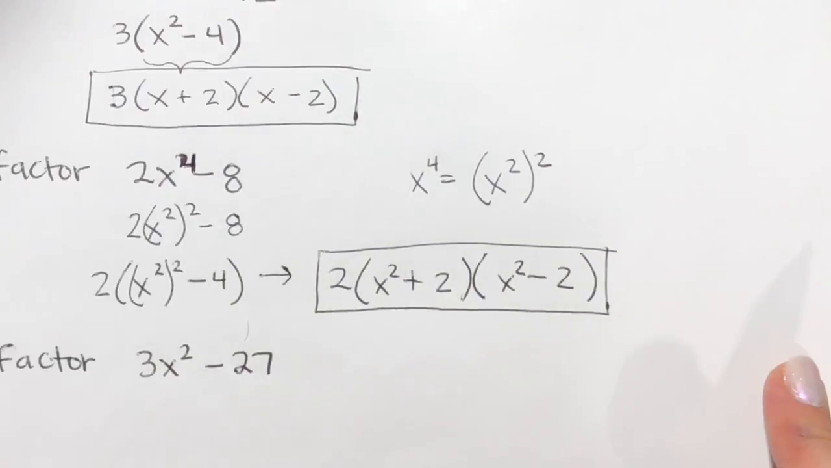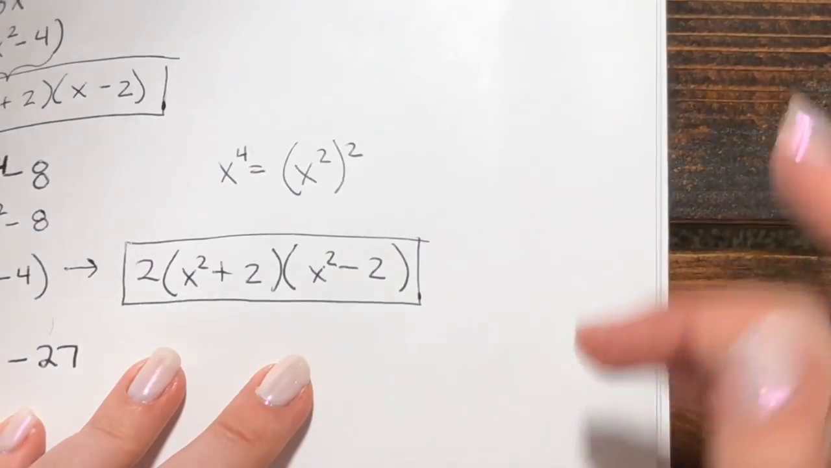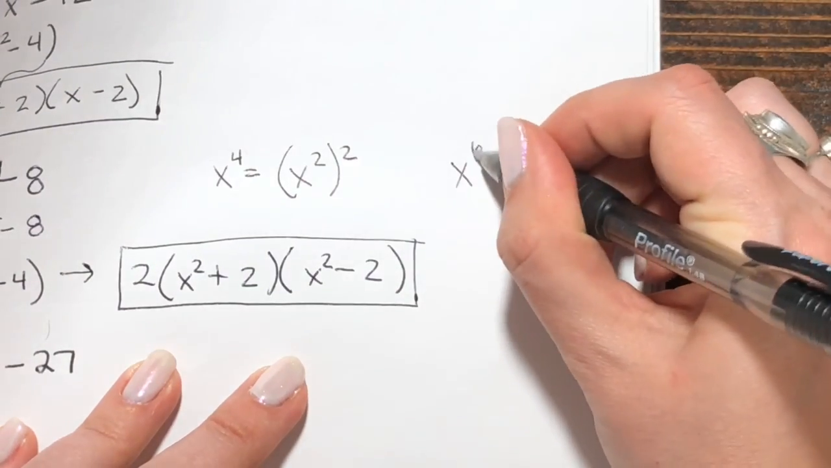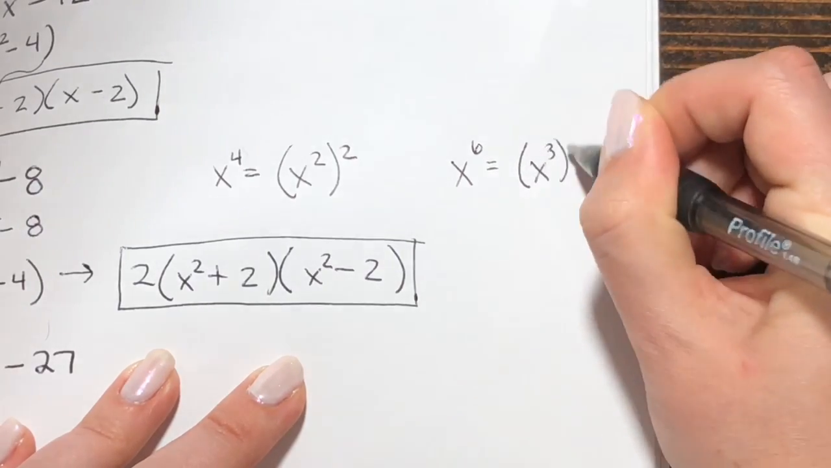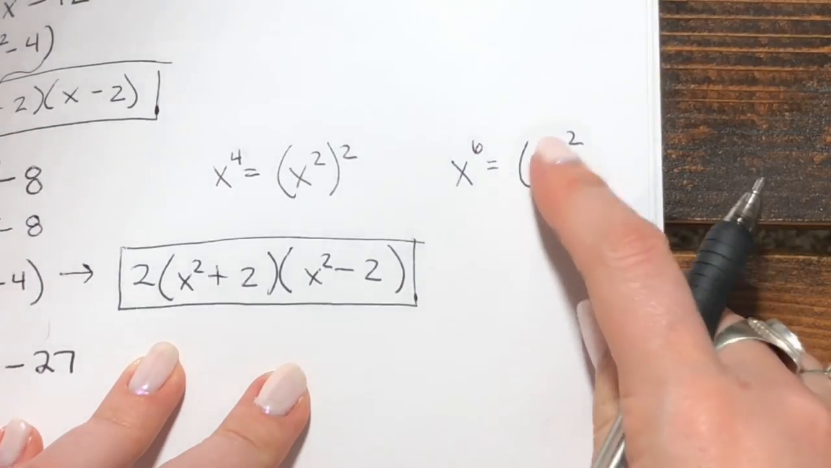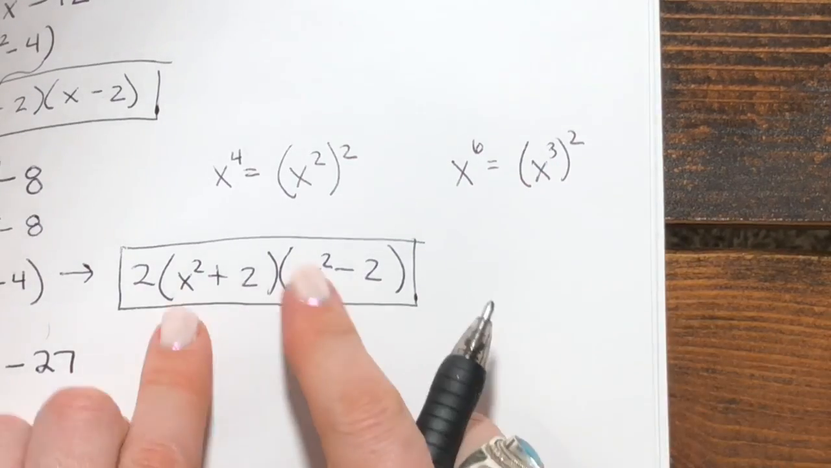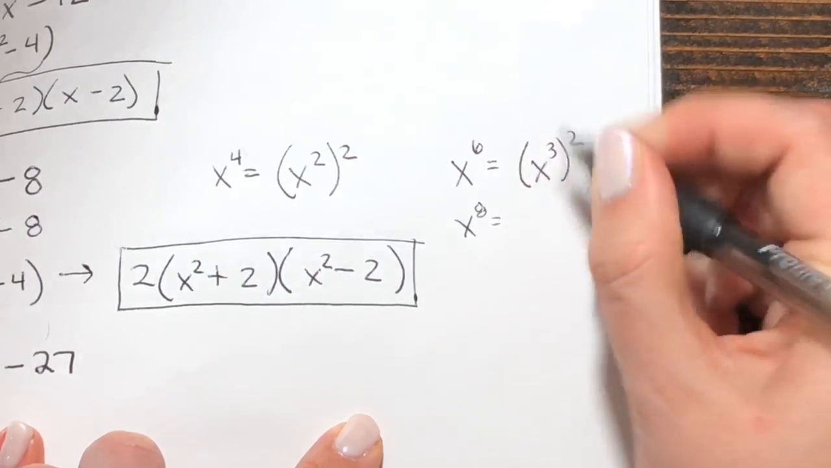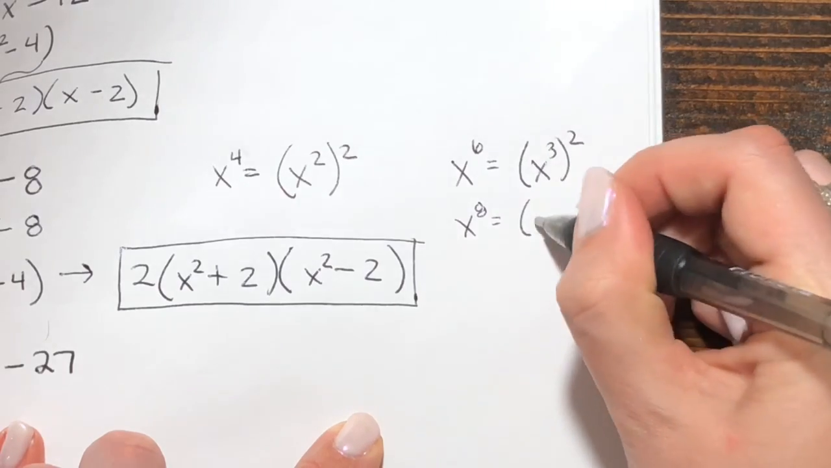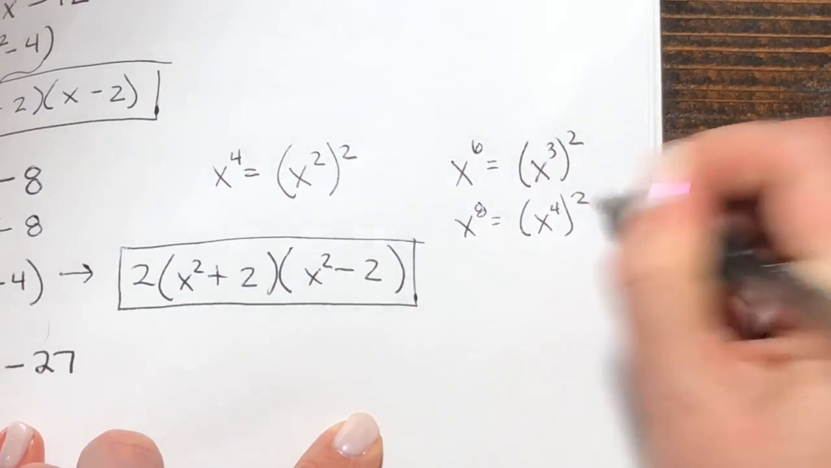Maybe I'll do another one off the side really quick. Let's say I had an x to the 6th. I could write that as x cubed being squared. So then x cubed would be the number that goes on the inside. I could do x to the 8th. That would be like doing x to the 4th squared.